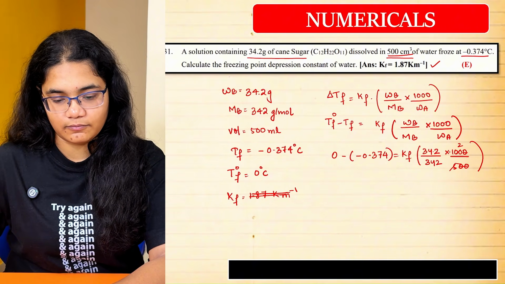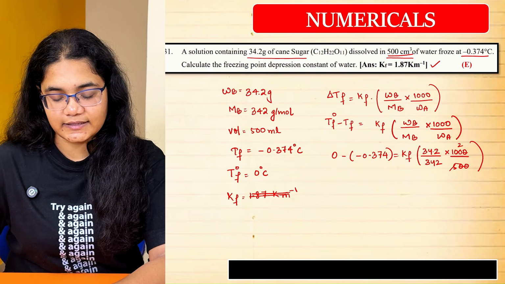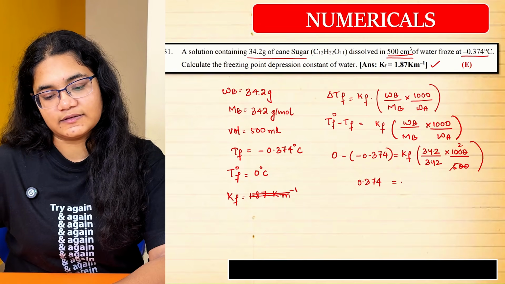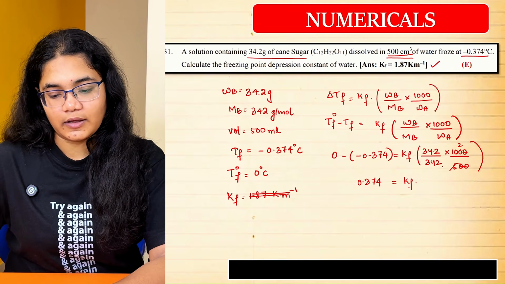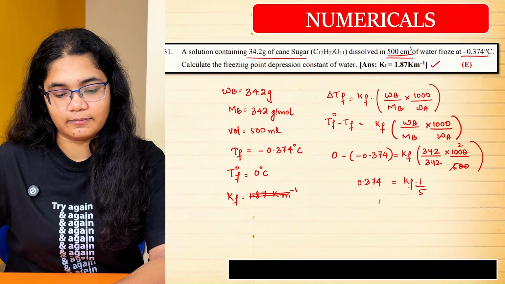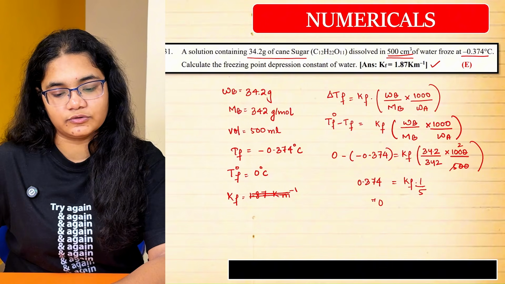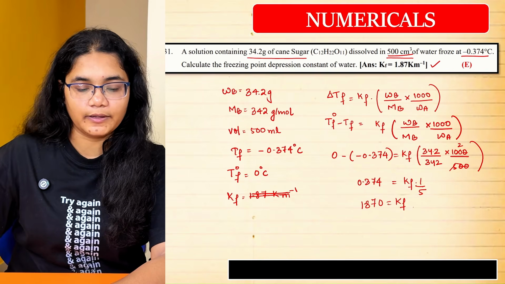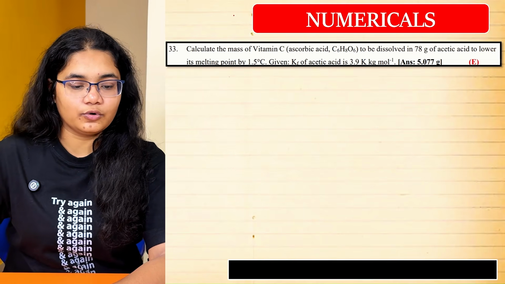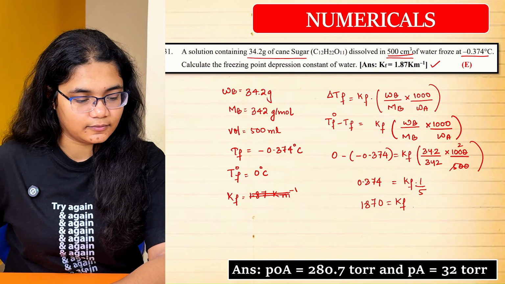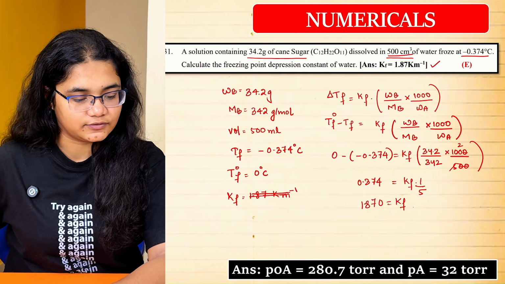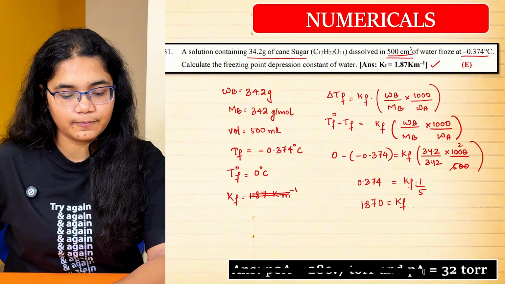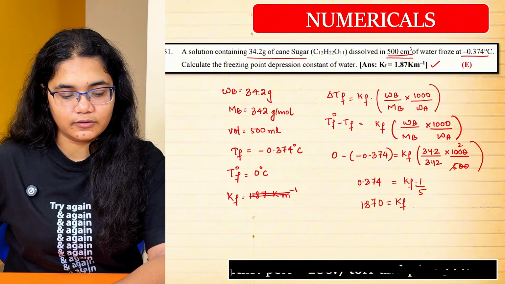Then you can see here I get 1 by 5, right? So 0.374 is equal to Kf into 1 by 5. If I multiply, 5 4s are 20, 5 7s are 35 plus 2, 37. So around 1.87 is the Kf value. Okay. Next, we'll go to the next question. Actually, this one is the previous answer, so I'll just cross this one. Don't get confused here. The answer is the one which we have calculated, that is 1.87. This is from the previous question.